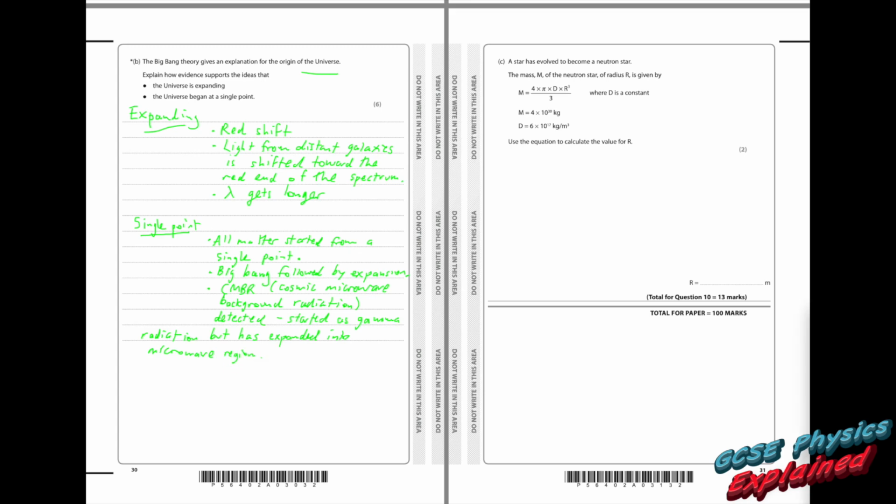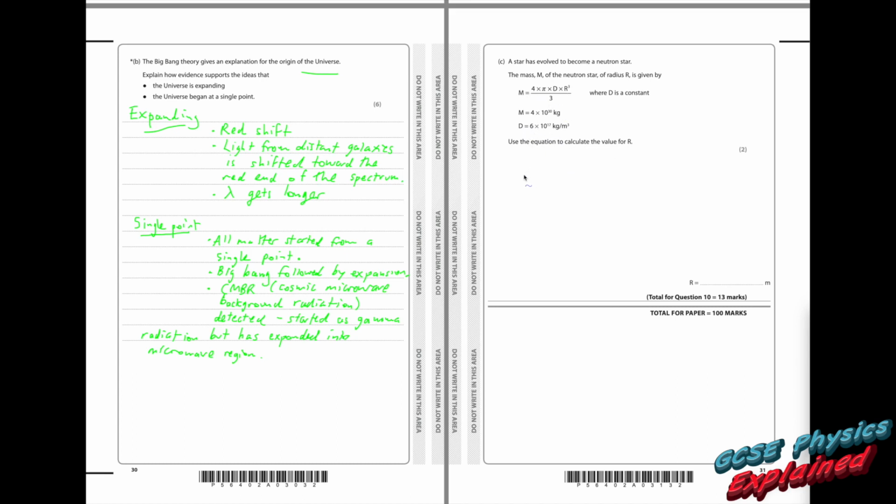And finally, last question, question C. The star has evolved to become a neutron star. The mass m of the neutron star of radius r is given by, and then it's just one of these questions where you're going to have to rearrange the equation by the looks of it. d is a constant, it gives you the size of m, gives you the size of d. Use the equation to calculate the value for r.